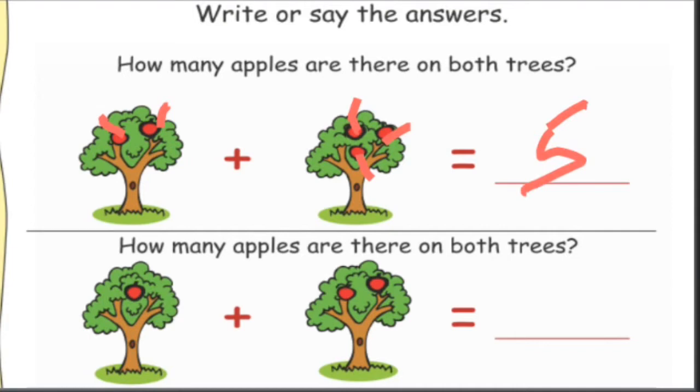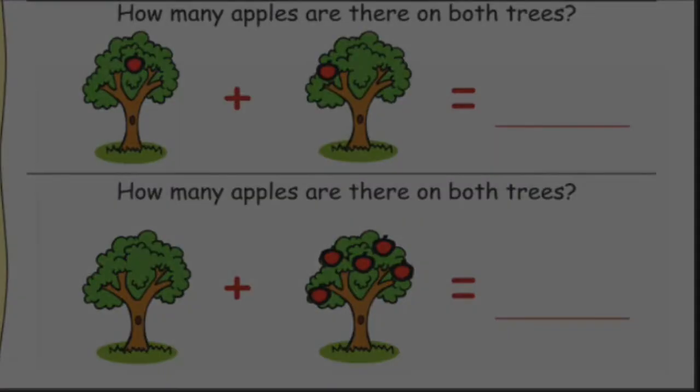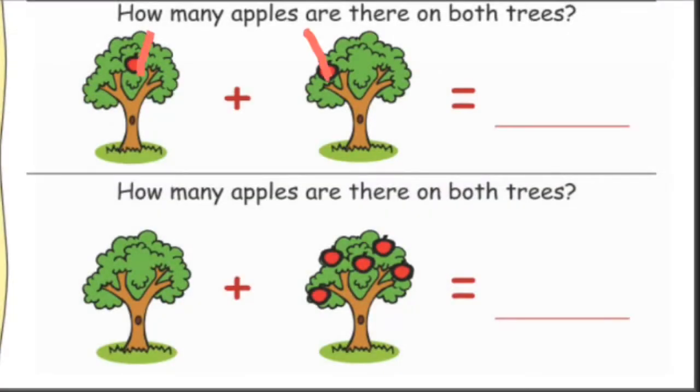The next 1, 2, 3. Just 3 apples on both trees. Over to the next example. How many apples are there on both trees? This is just 1 and 1. 1 and what? 1. That will give us how many? Let's count 1, 2. So that will be 2. Do you see that? What about this other one?